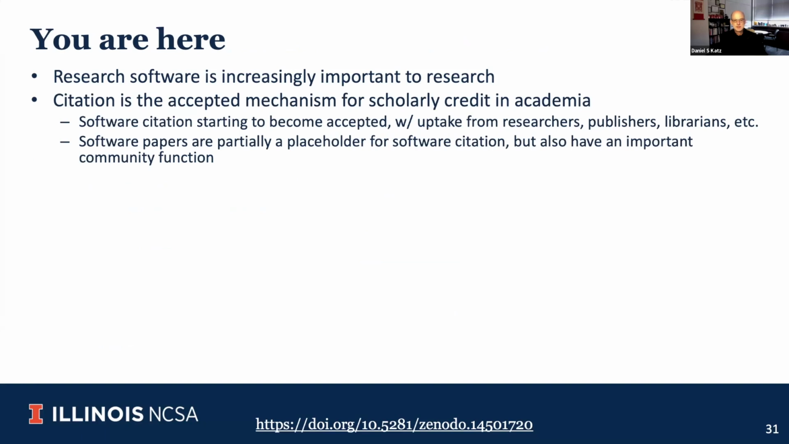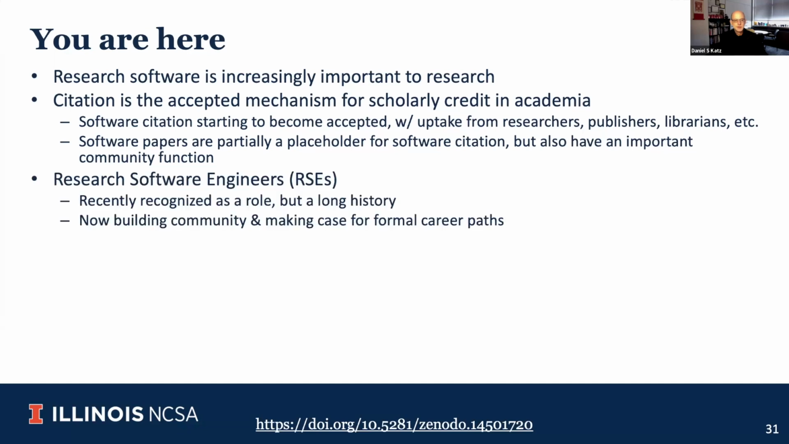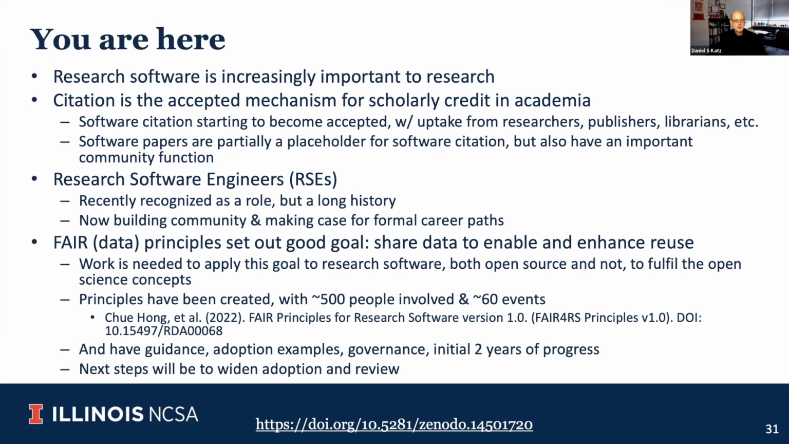Citation is the accepted mechanism for scholarly credit in academia, at least, and software citation is starting to become accepted with uptake from researchers, publishers, librarians, and others. Software papers are potentially a placeholder for software citation, but they also have an important community function. Research software engineers were recently recognized as a role but have a long history, and we're now building community around them and making a case for formal career paths.